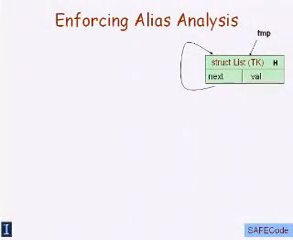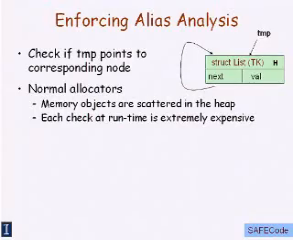So let's go back to this problem of enforcing alias analysis. We have, let's say, this temp pointer pointing to this node here, and this node could actually correspond to a million objects at runtime, and we want to make sure that temp points to one of those million objects at runtime. Okay, and if you use a naive normal memory allocator, all these memory objects are going to be scattered around in the heap, and if you want to do a runtime check that temp actually points to one of these million objects, it's going to be extremely expensive, right?